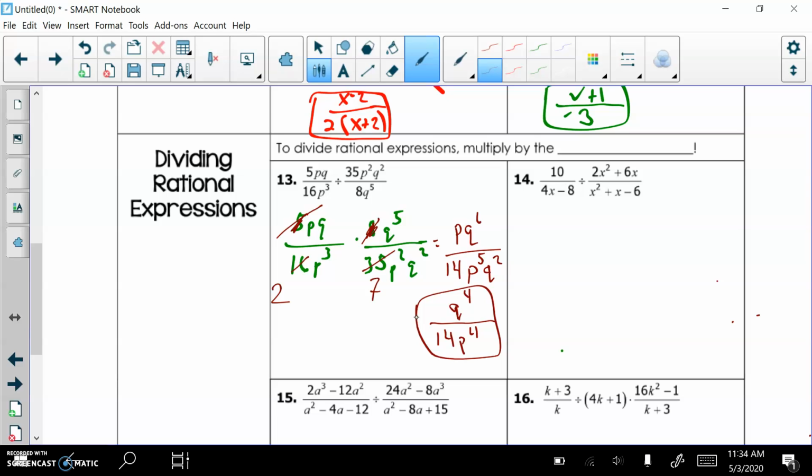Okay. Keep. And I'm going to factor that 4 out. So I'm not writing a whole lot more.